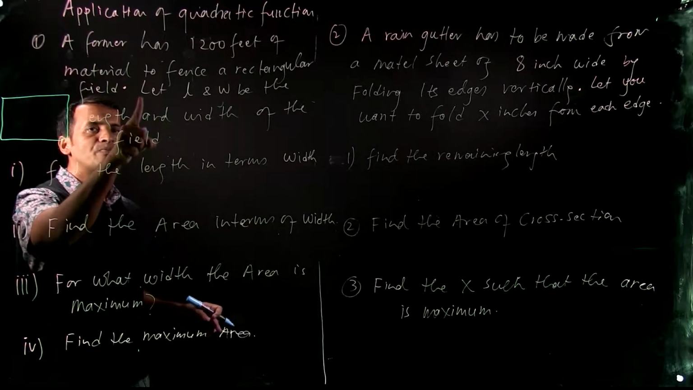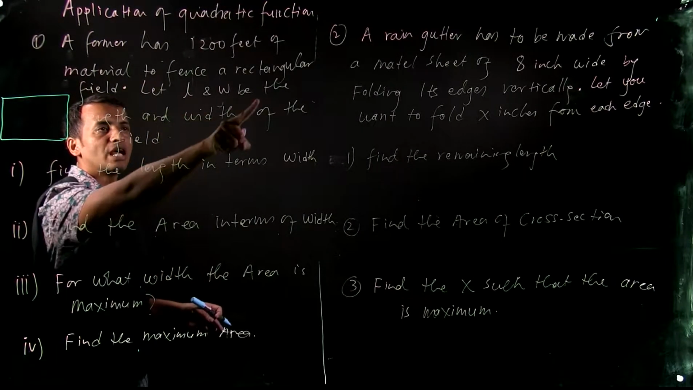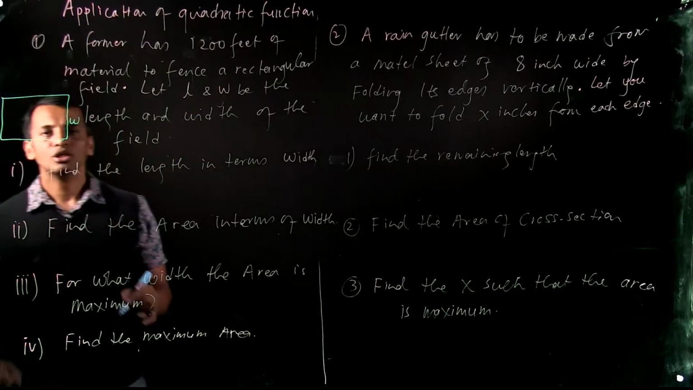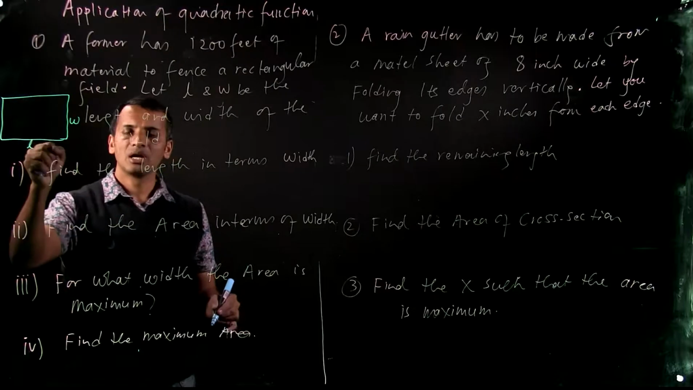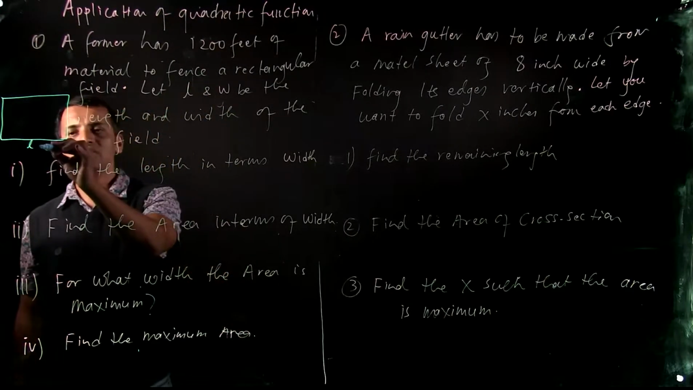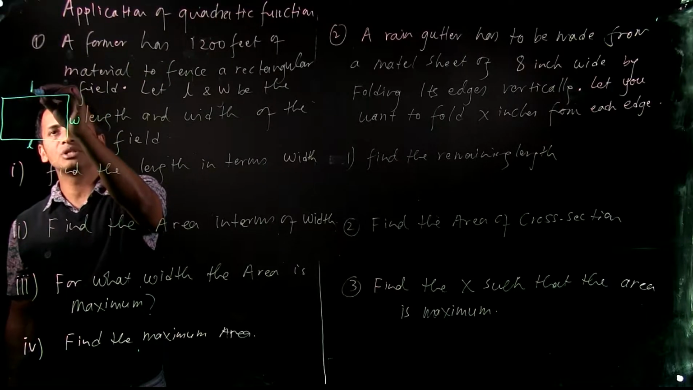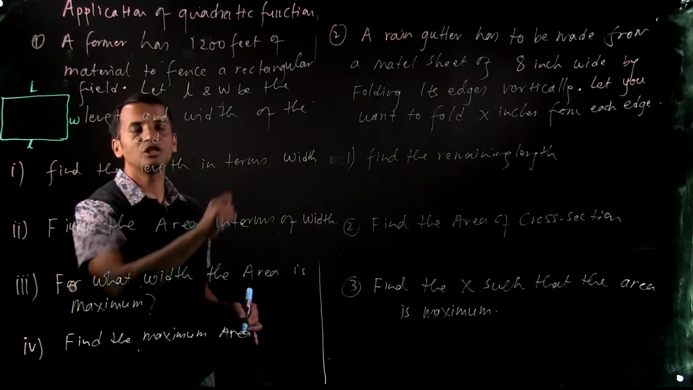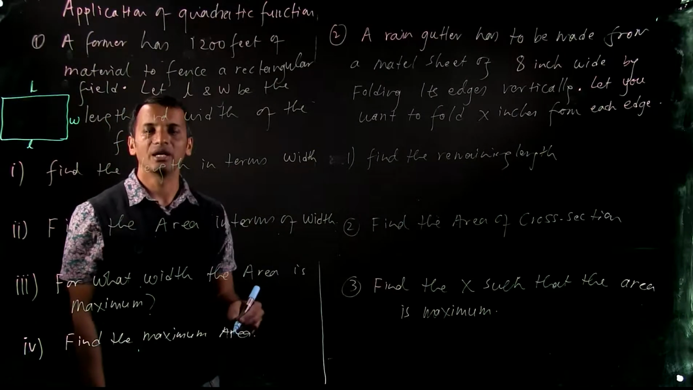We are assuming that L and W are the length and width of the field. So this is L, this is W. He wants to fence this field with the 1200 feet of fencing material. Since this is a rectangular shape, this is also L, this is W. The first question is find the length in terms of the width. So how do we find that?